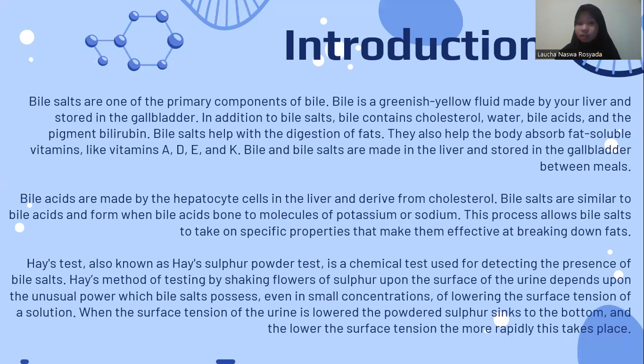Even in small concentration, bile salts lower the surface tension of the solution. When the surface tension of the urine is lowered, the sulfur powder sinks to the bottom. And the lower the surface tension, the more rapidly this takes place.